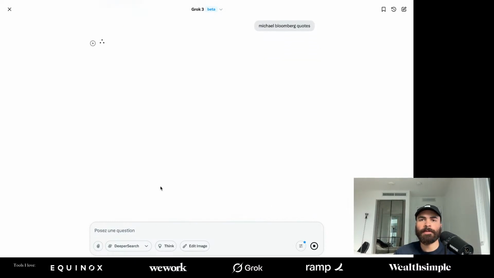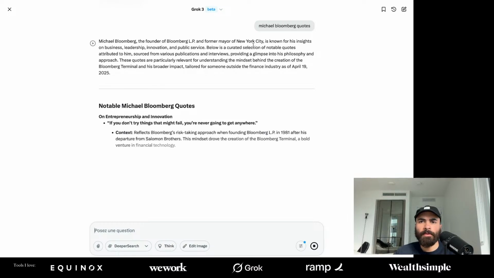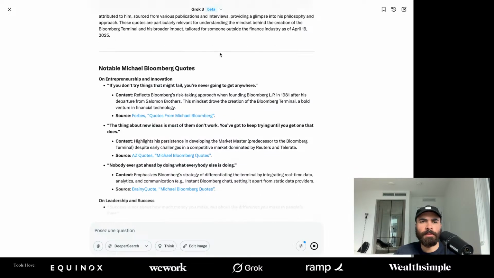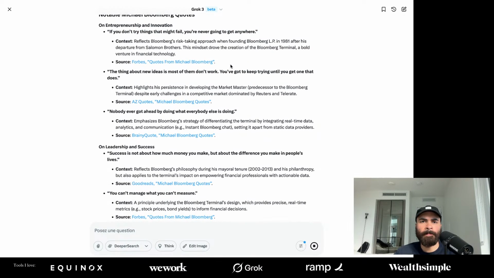Bloomberg quotes. Let's see if we have something interesting over here. Known for his insights on business leadership, innovation, public service. On entrepreneurship and innovation: if you don't try things that might fail, you're never going to get anywhere.